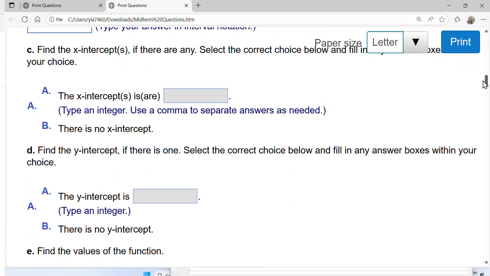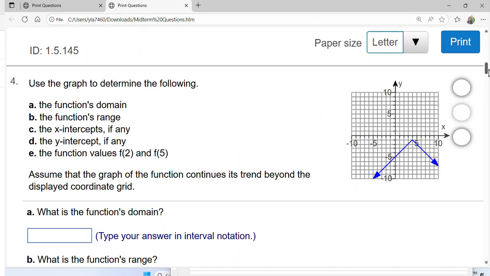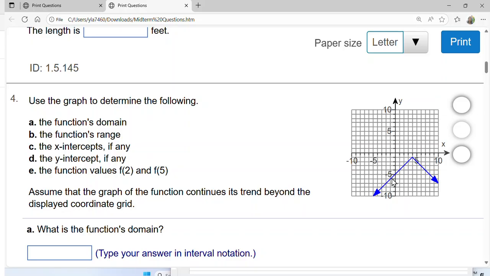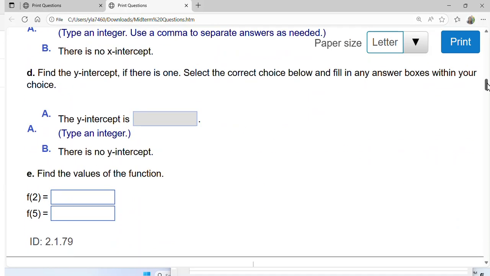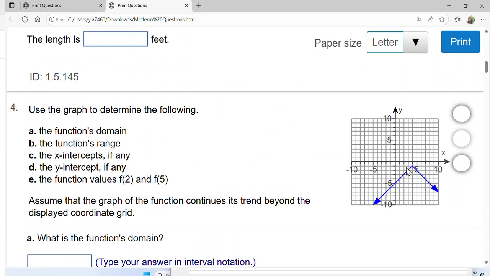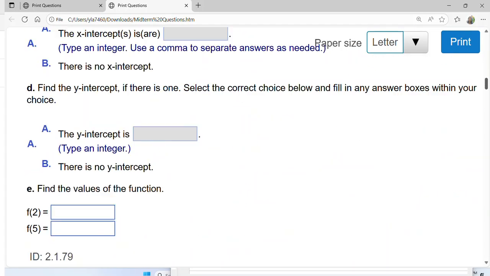And how about the y-intercept? Of course, this graph will pass the y-axis here, so the y-intercept will be -5. Let's see how you do the format in here. It didn't tell you to type in the ordered pair. It just needs an integer. So your answer here will be just -5. You just type an integer here. That's why you have to read the question carefully to see what kind of format it's asking for.